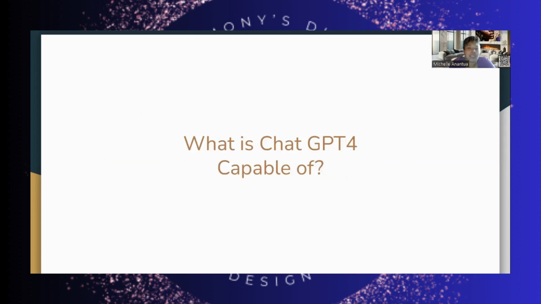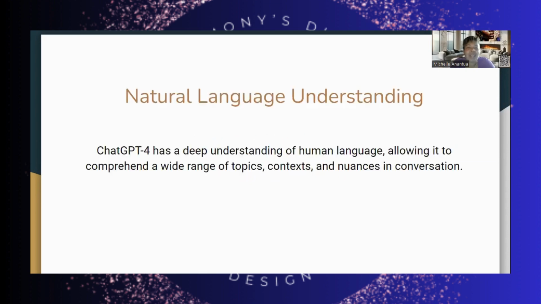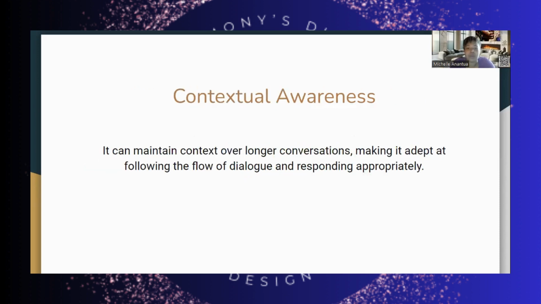So, what exactly is ChatGPT 4 capable of? Well, one thing is natural language understanding. So, ChatGPT 4 has a deep understanding of the human language, allowing it to comprehend a wide range of topics, contexts, and nuances. Again, think of having a conversation with Alex Trebek from Jeopardy. He would have knowledge of things from art to history to current events, urban affairs, you name it, he pretty much would know a topic on it.